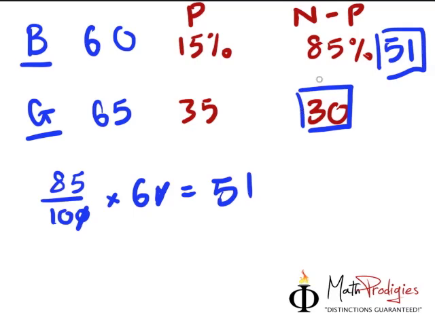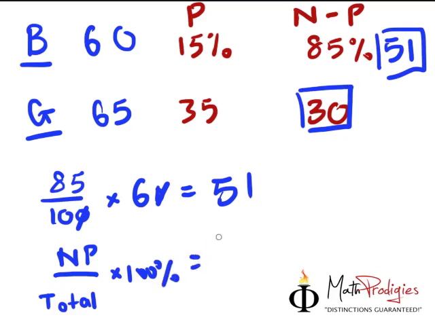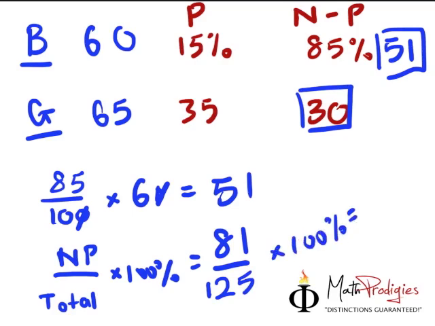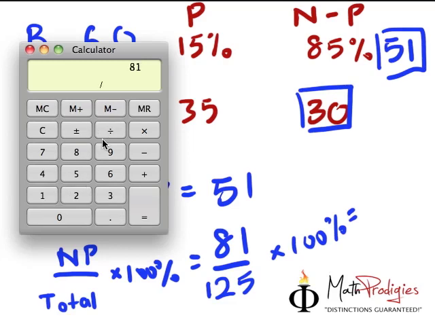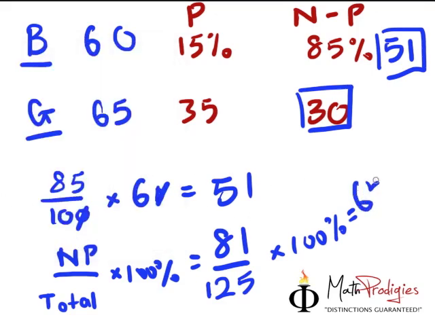So how do I find the percentage? It's the non-prize winners over the total, which is boys and girls, and then we times it by 100% to get the percentage. So 30 plus 51 gives you 81. The total number of boys and girls is 60 plus 65, which is 125. 81 divided by 125 gives you 0.648. You times 100%, you get 64.8%. And bam, that is the answer, just like that.